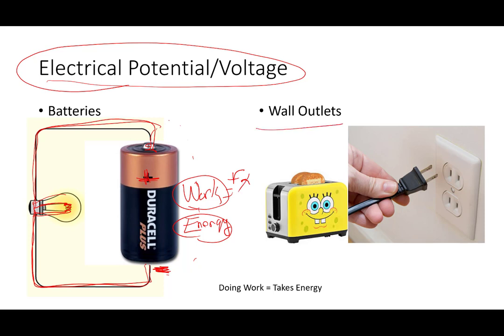Your wall outlet, one plug is positive, the other plug is negative. Between these two prongs, there is electrical potential or voltage. And as you plug it in, it completes the circuit. And as it goes through your SpongeBob toaster, it will do work going from one to the other. And the work it does can, in this case, produce heat. And the heat will give you a cool little SpongeBob image on your piece of toast.